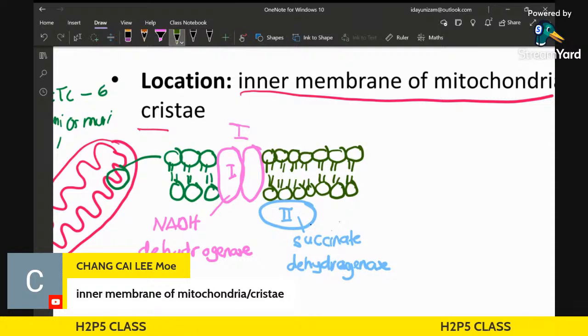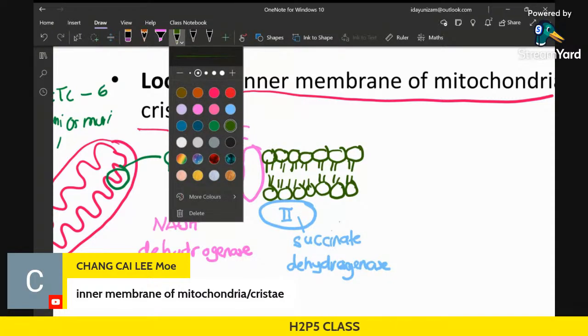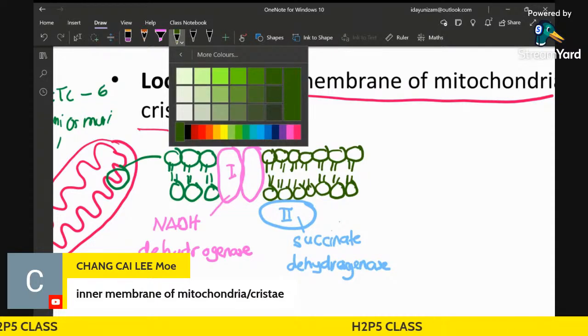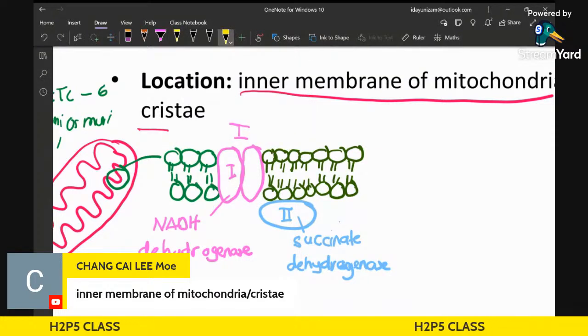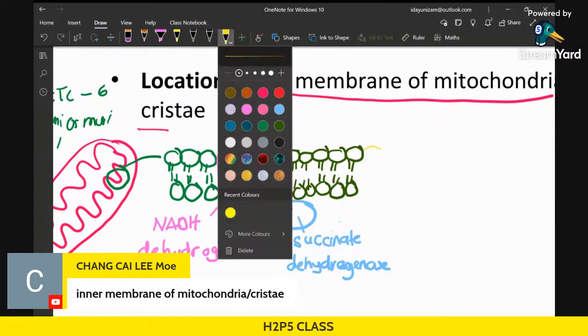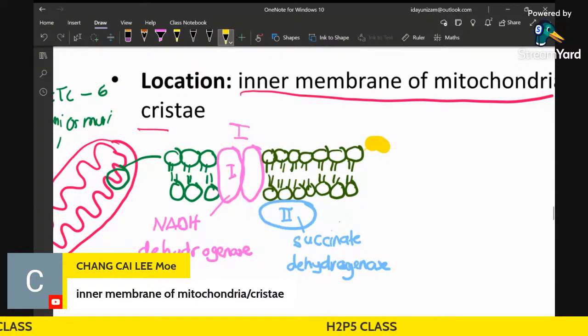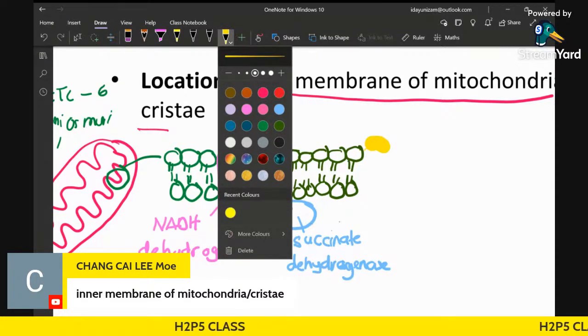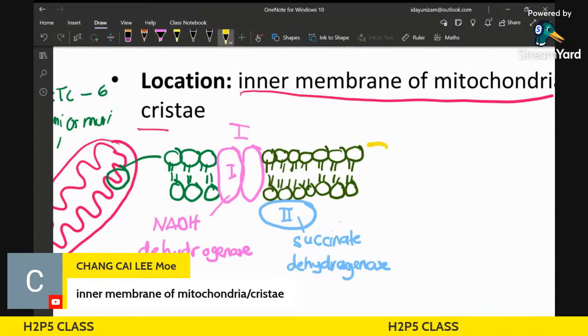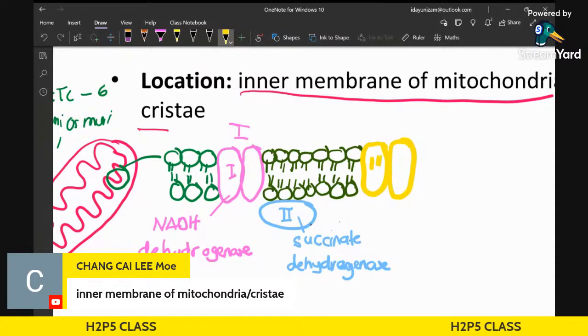So we finish all the complexes, then we go to the mobile carriers. Next, what color do you want to use, class? Let's say yellow. Make it a bit darker. So here you will get complex 3. Too dark, so let me erase this first. Right, so complex 3 here. This is complex 3, number 3.